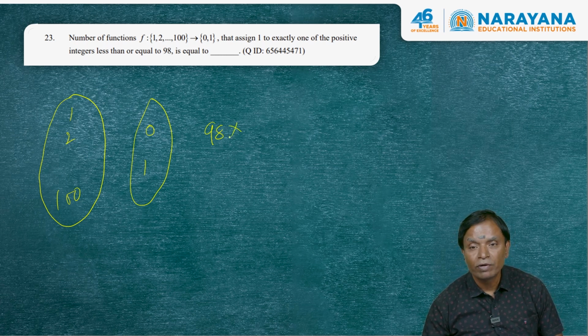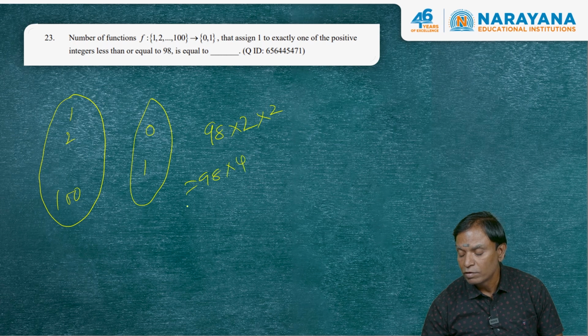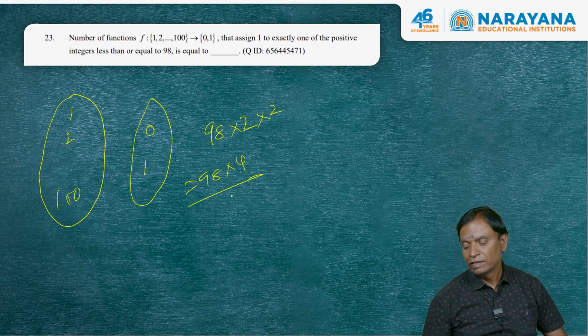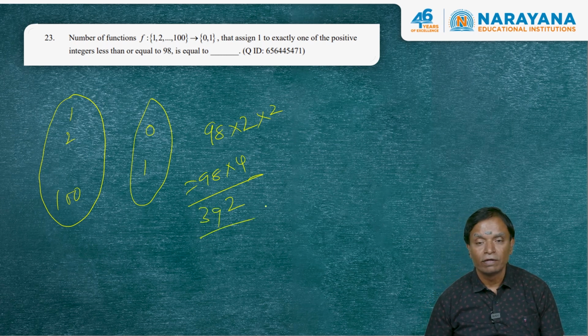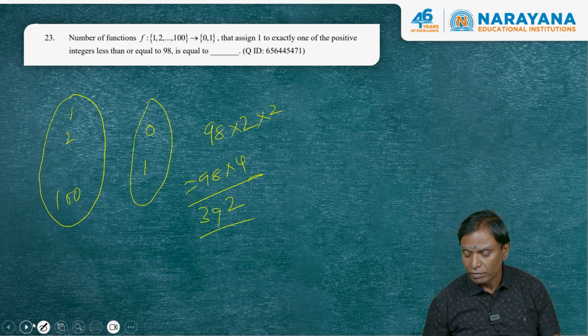99 can be mapped to 0 or 1 in two ways. 100 can be mapped to 0 or 1 in two ways, which is 98 into 4. I think this we can do it. Okay, let us do it. 8 4 32, 3, 36 plus 3, 39. Followed? Let us go to the next problem.